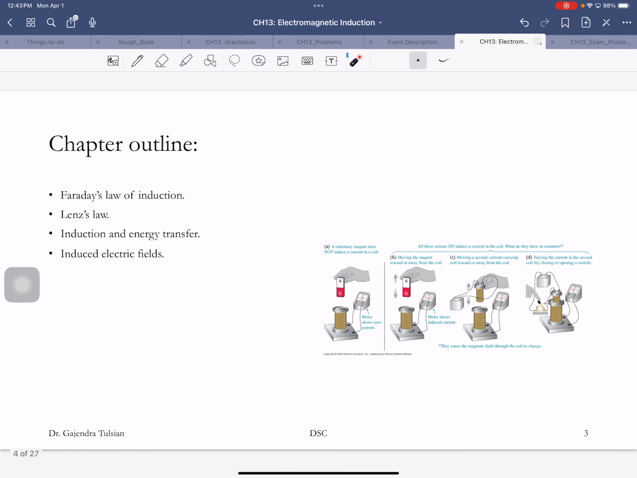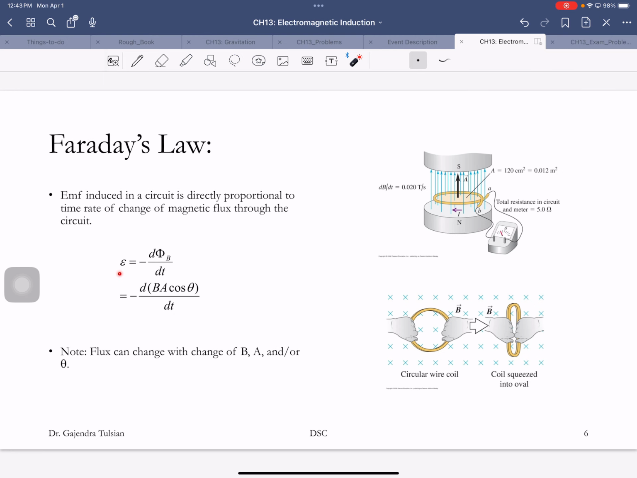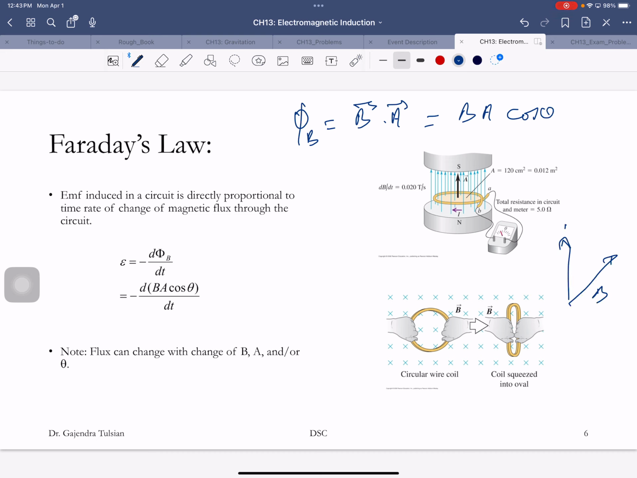So Faraday's law says the induced EMF is minus d phi by dt. And of course, the magnetic flux, as you just saw, is B dot area, which is BA cosine theta, where theta is the angle between the B and the A vector. So the induced EMF is minus d by dt of BA cosine theta.